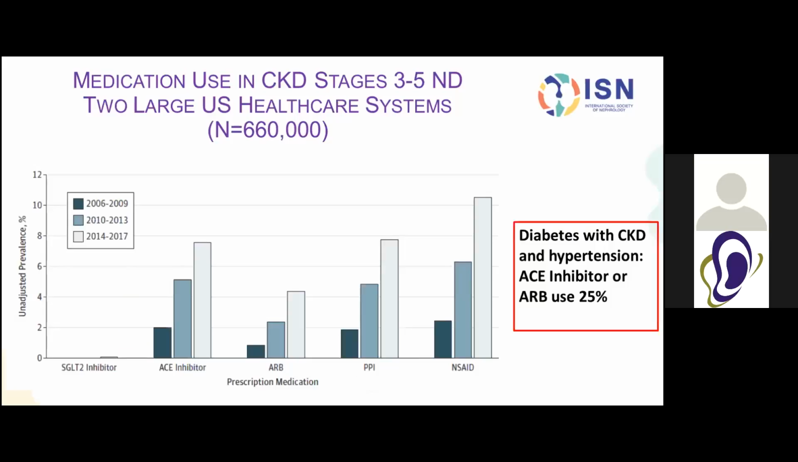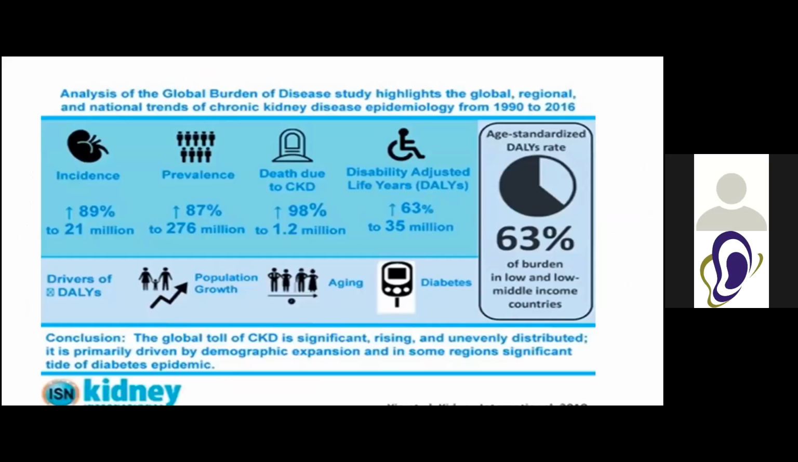And in that same population, if you had diabetes, kidney disease, and hypertension, your use of best therapies of ACEs and ARBs was 25%. The use of SGLT2 inhibitors was almost negligible. This is over this time period. And the use of things that might exacerbate kidney disease, PPIs and non-steroidal anti-inflammatories, was high in this group. So we're not using the good drugs, and we might be overusing the bad drugs in people who are at risk for progression of kidney disease.